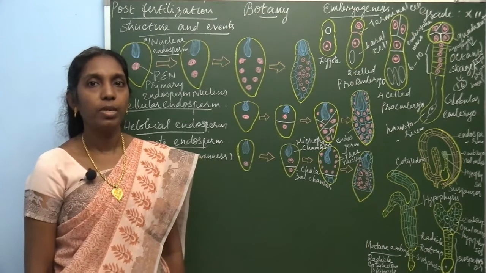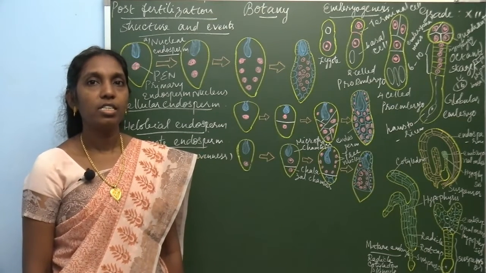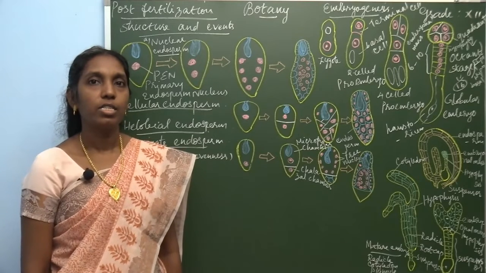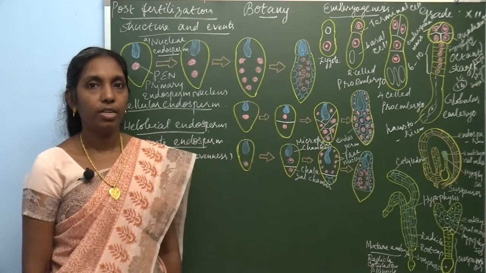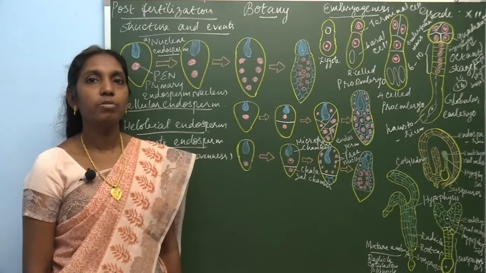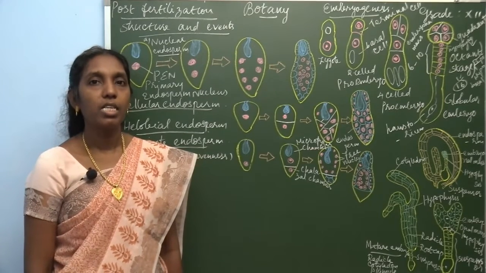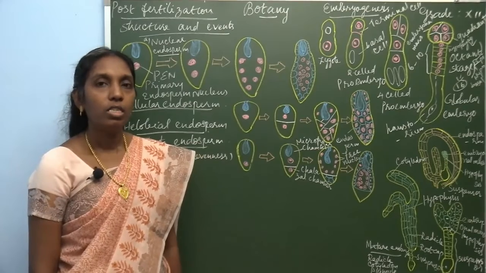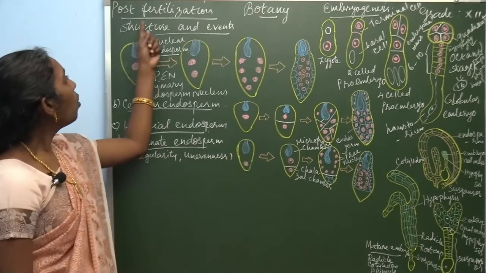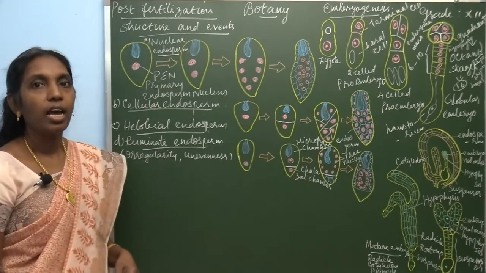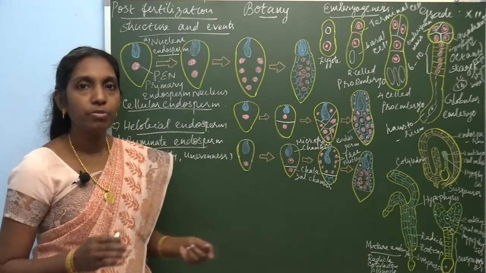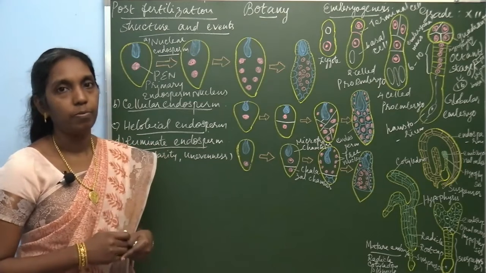Let's move to the next topic, post-fertilization structure and events. In the previous class, we discussed the process of fertilization in angiosperms. Now after fertilization, there are some changes taking place in the parts of the flower. What is meant by post-fertilization changes? Today's topic is post-fertilization structure and events. After fertilization, a number of changes take place within the flower.